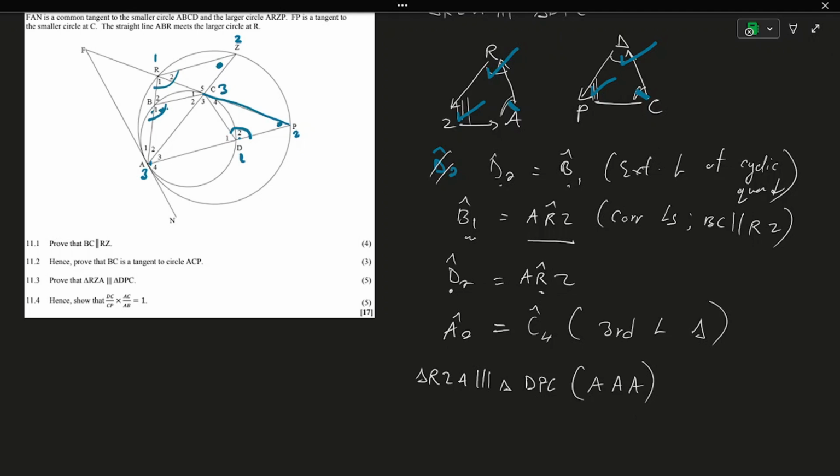11.4. Hence show that DC divided by CP times AC divided by AB is equal to 1. One thing I like about Euclidean questions is that they always follow each other, which means that if you solve something in 11.1 or 11.2, you will need to use it in 11.3 or maybe 11.4. And another trick that I have learned over the years through experience in solving most of these questions is that if you are told, for example, hence show that this is equal to that, and the marks are greater than 4 marks, usually you'd have to prove similarity on another triangle.